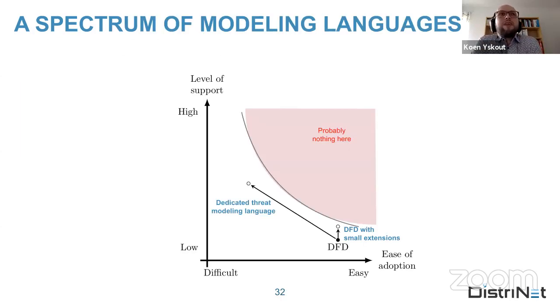So in the end, what we envision is that there's room for a spectrum of modeling languages. So we have the data flow diagrams, which are very easy to adopt. They're easy to understand for lots of stakeholders, but they're not really tailored towards threat modeling. On the other hand, we think it's possible to have a language that helps you more with the threat modeling, with more explicit concepts for threat modeling, but it might be more difficult to adopt. The intersection of both, so both the high level of support and the ease of adoption, we don't believe that there will be anything there. So it will be a trade-off, balancing the different forces. And we don't believe there will be a one-size-fits-all language, but just DFDs, according to us, are not enough to serve as a basis for threat modeling.